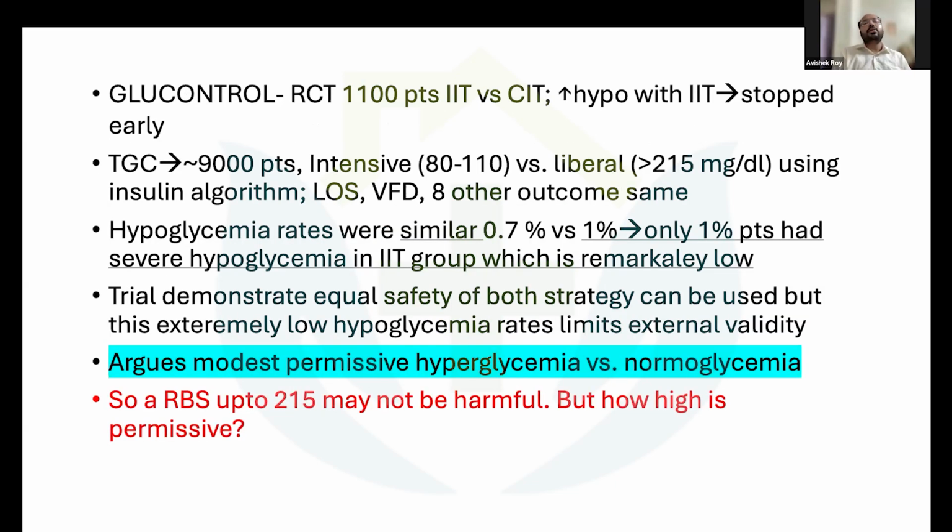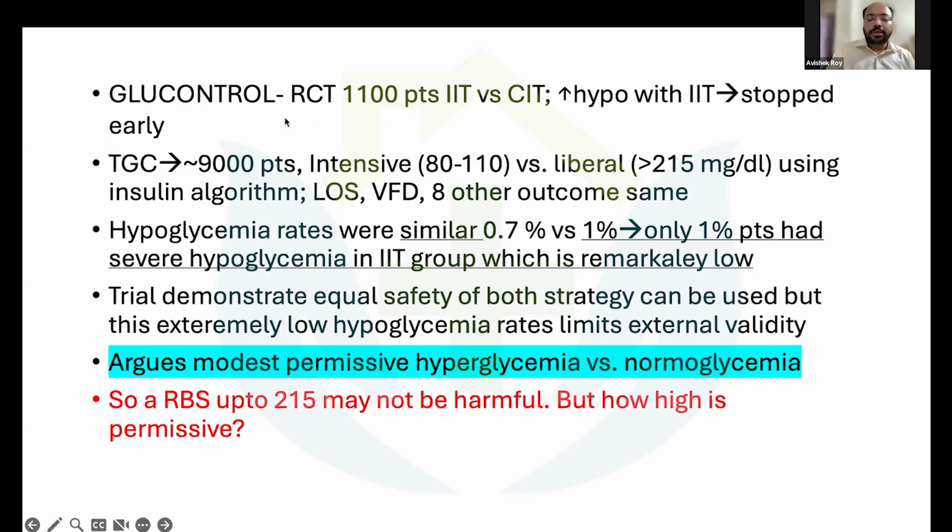Now, after that, another two trials came. The Glucontrol trial, in around 1,000 patients, was an RCT which showed that intensive insulin therapy was associated with more chance of hypoglycemia. It was stopped early because of the futility of the trial itself.